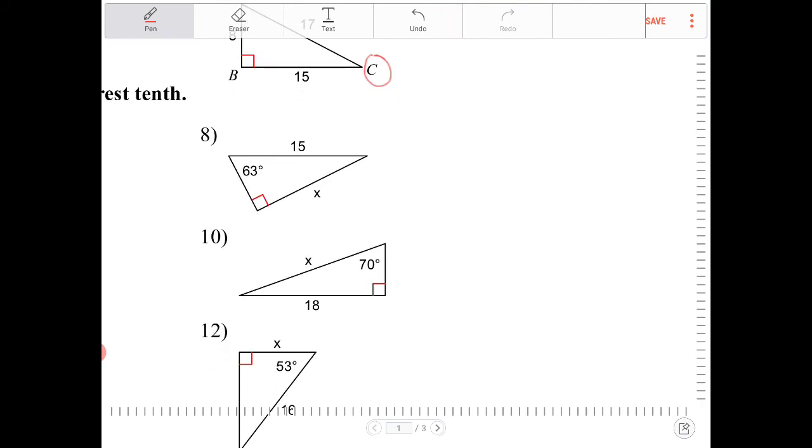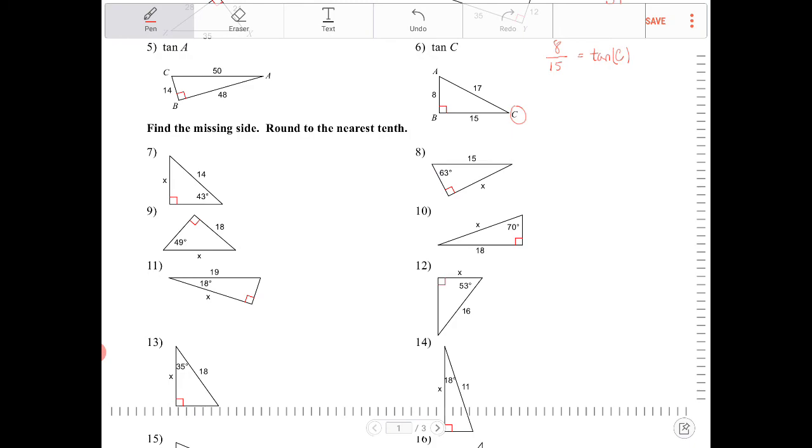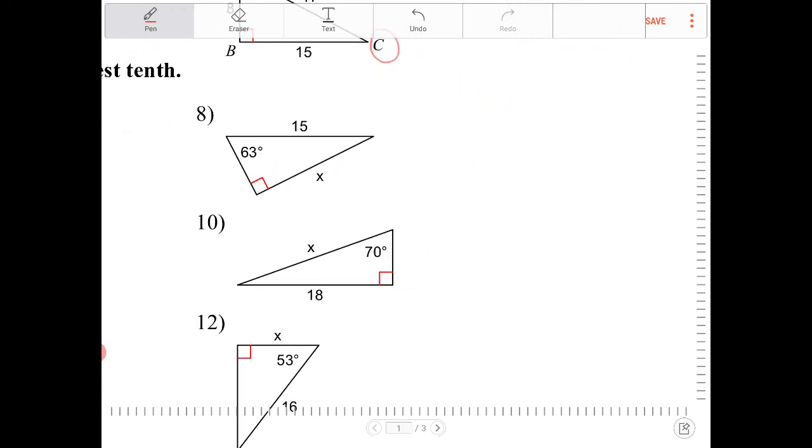Okay, number 8. Find the missing side round to the nearest tenth. All right, so for question 8, I want to find out what x is. Now x is opposite of 63. 15 here is opposite of 90. So therefore, 15 is the hypotenuse. x is opposite of 63. So what am I going to use? That would be sine of 63.